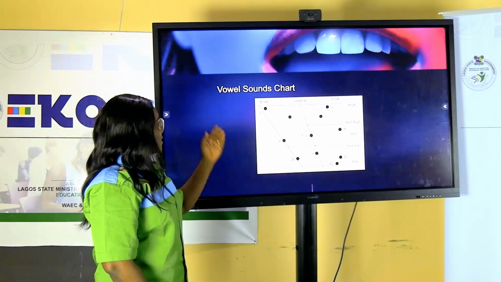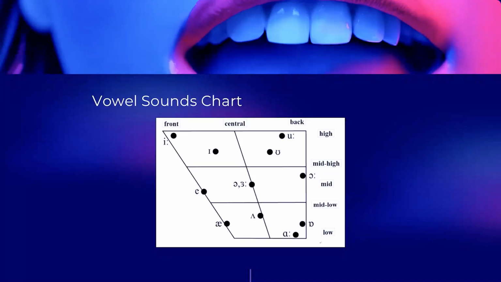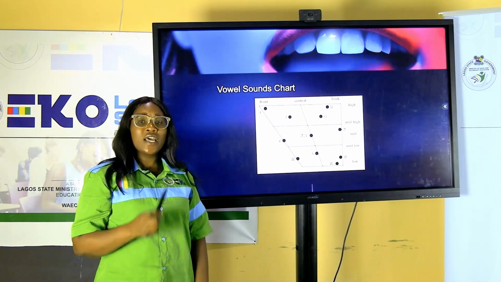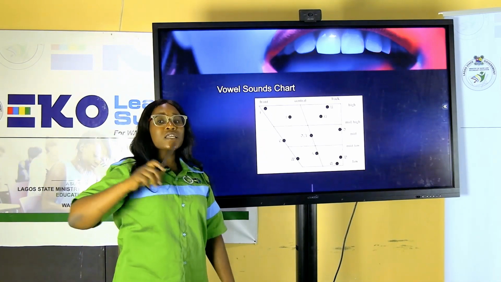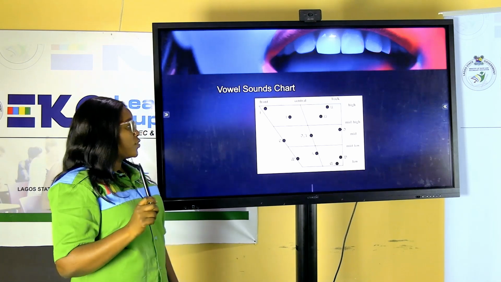Now, this is the vowel sound chart. What we have here is just not a drawing. What we have here is actually the tongue and what happens in the mouth when these sounds are produced. Here, where we have front, is actually the front of the tongue. Central is the middle of the tongue. The back is the back of the tongue.